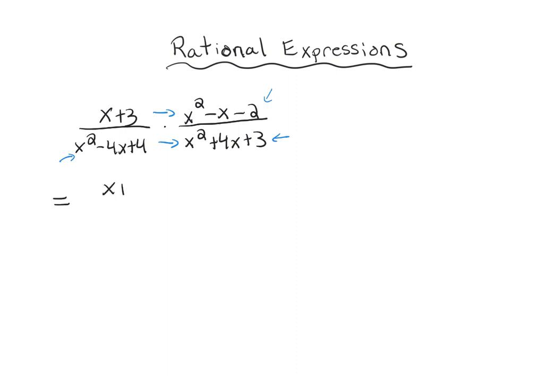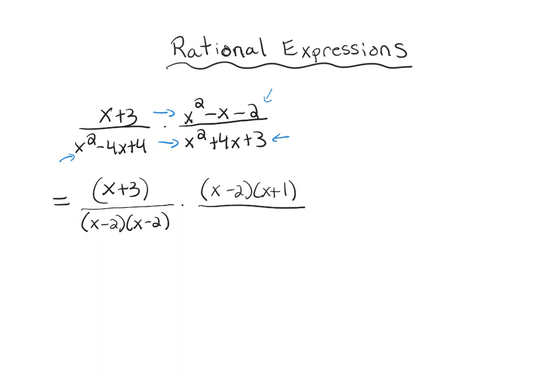Okay, so x plus 3 over, this will go down to x minus 2 times x minus 2. And then times, let's see, up here I'll have x minus 2, x plus 1. And then x plus 3 times x plus 1. So we're multiplying straight across.